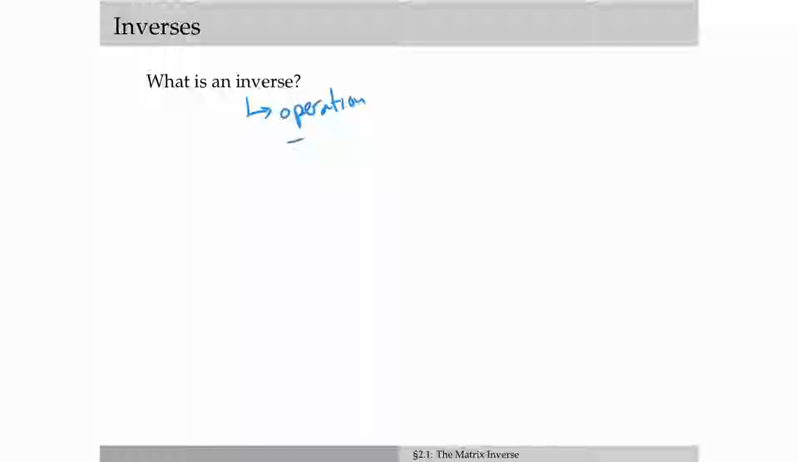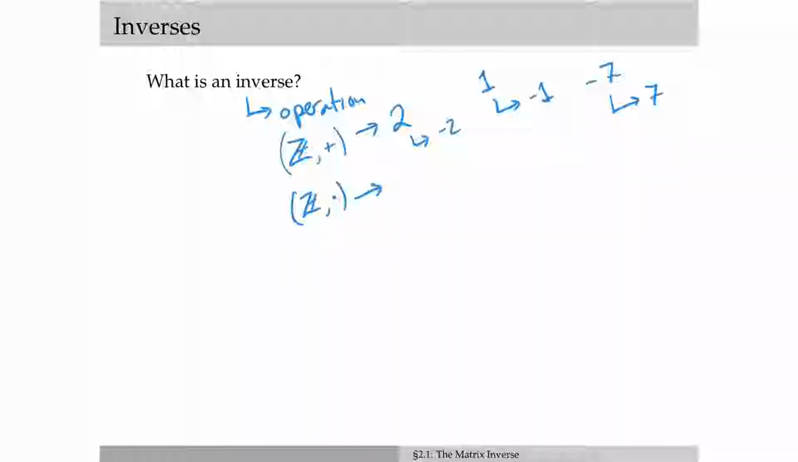So if I'm looking at the integers and my operation is addition, then the inverse of 2 is negative 2. And the inverse of 1 is negative 1. And the inverse of negative 7 would be a positive 7. Because 2 plus negative 2 is 0, 1 plus negative 1 is 0, and negative 7 plus 7 is 0. So nothing too shocking.